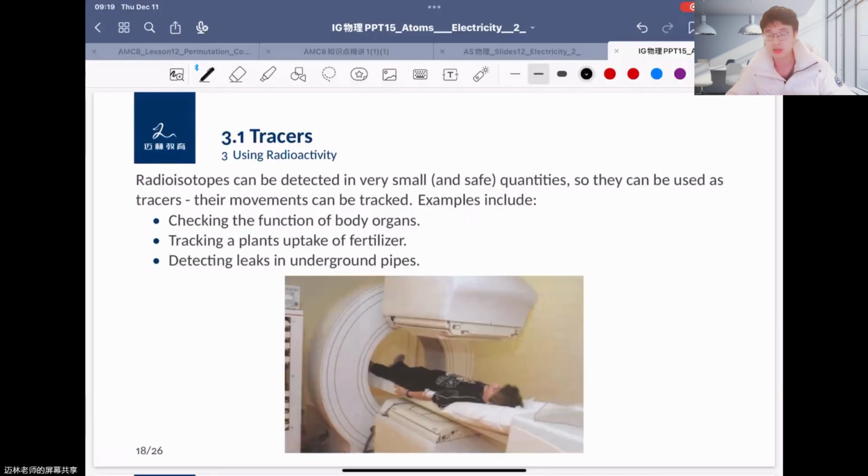So I guess tracers use radioactivity, like gamma rays, because gamma rays have a great ability for penetration. They can penetrate your body and find the inner part, right? Okay, so this is for tracer use.